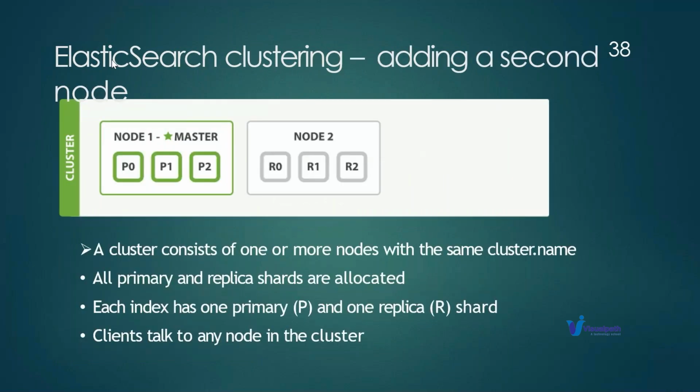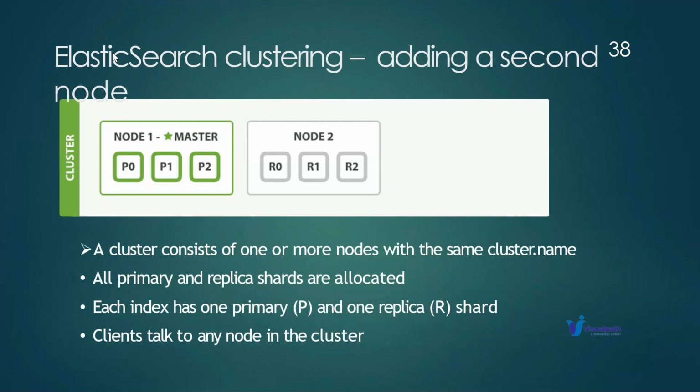Elasticsearch clustering, second node. Let's say you have a one-node structure, or a three-node structure, and you want to add one more node. A cluster can consist of one or more nodes with the same cluster name. All primary and replica shards are allocated. Each index has its own primary and replica shards. Clients can talk to any of the nodes in the cluster.